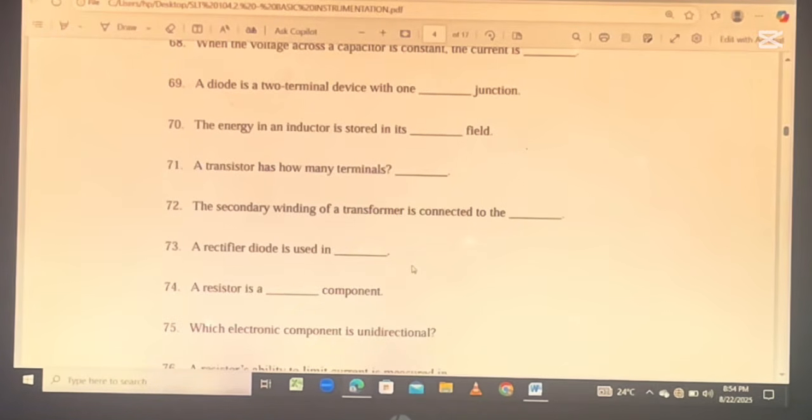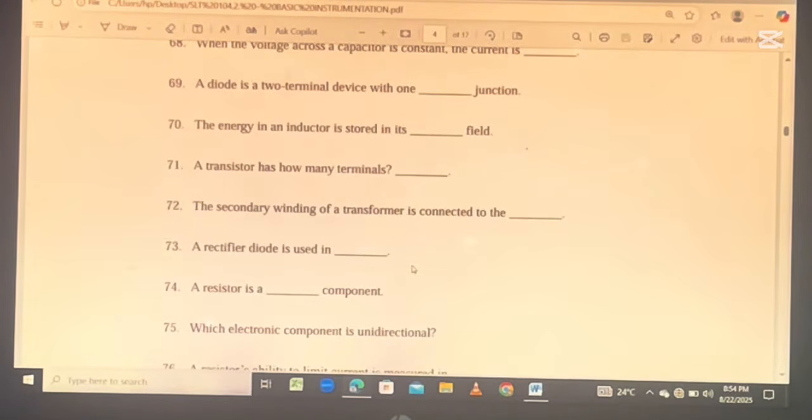Number 71, a transistor has how many terminals? Okay, a transistor has three terminals. I've said it before: the base, the emitter, and the collector. Now, the secondary winding of a transformer is connected to the dash. It's connected to the load.